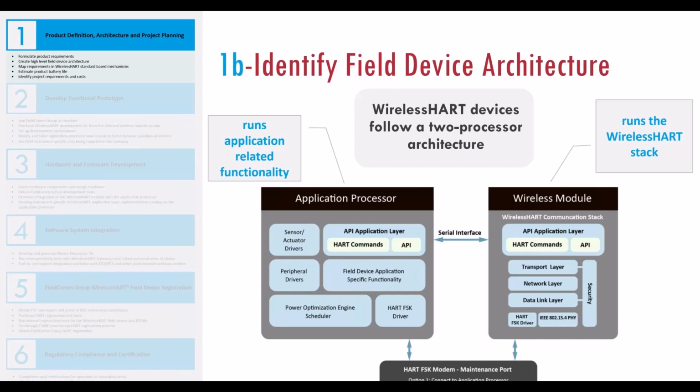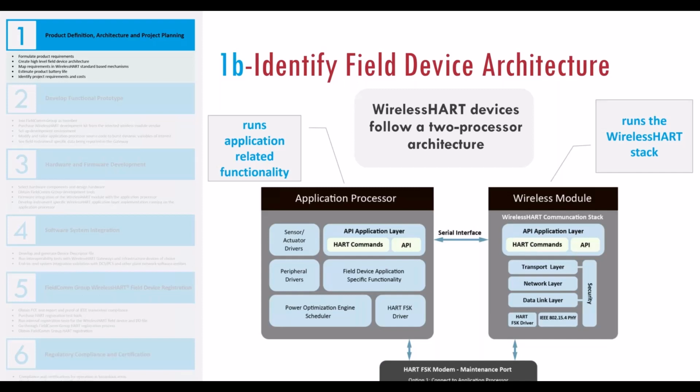This illustration here gives you a snapshot of the internal anatomy of a field instrument. What we have is a wireless module which runs the WirelessHART communication stack, and that includes everything from the physical layer all the way up to the application layer. And the second main entity is an application processor.